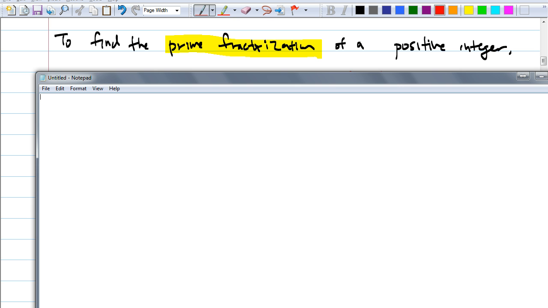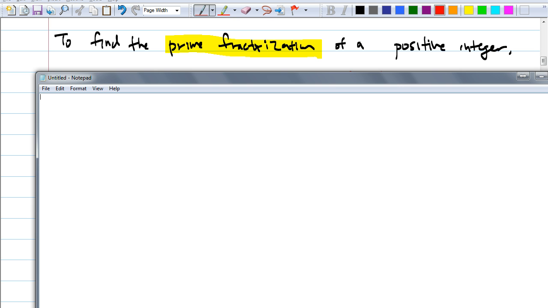On your homework, it's going to ask you to find the prime factorization of a positive integer. Have you guys heard of prime factorization before? We just heard of prime. We know what prime numbers are, right? Factorization, what does that sound like? What do you think is included in there? Caroline?